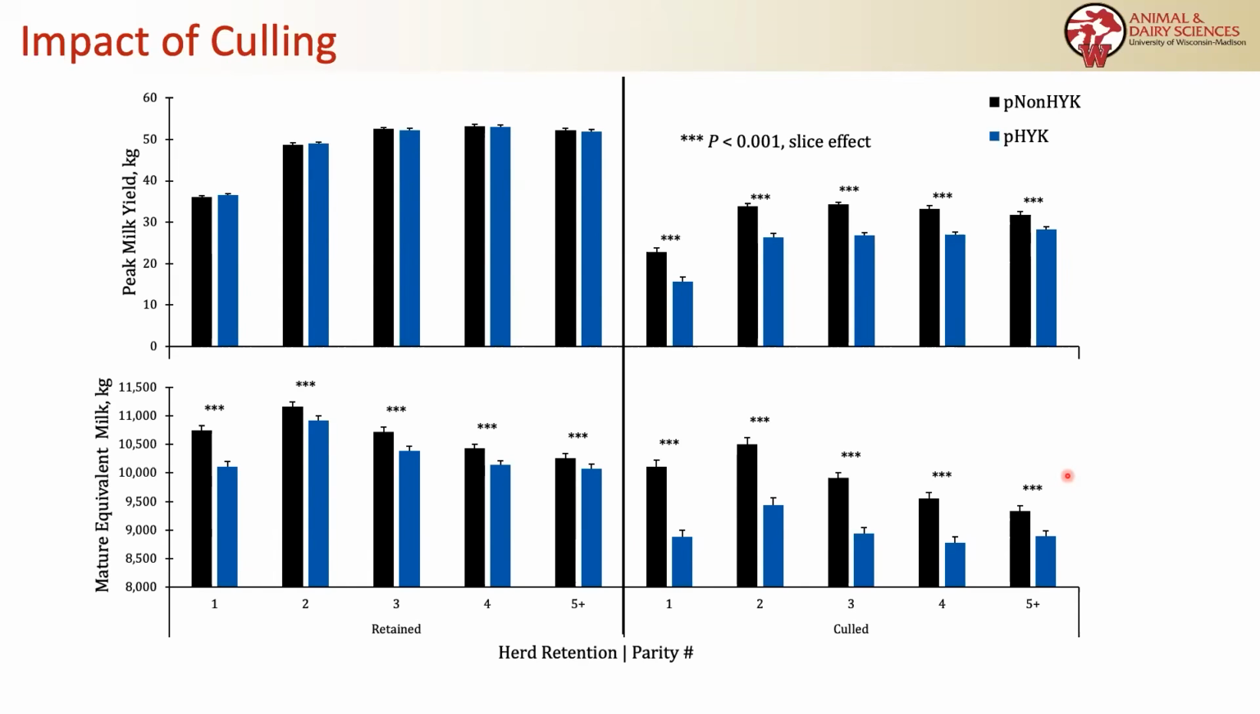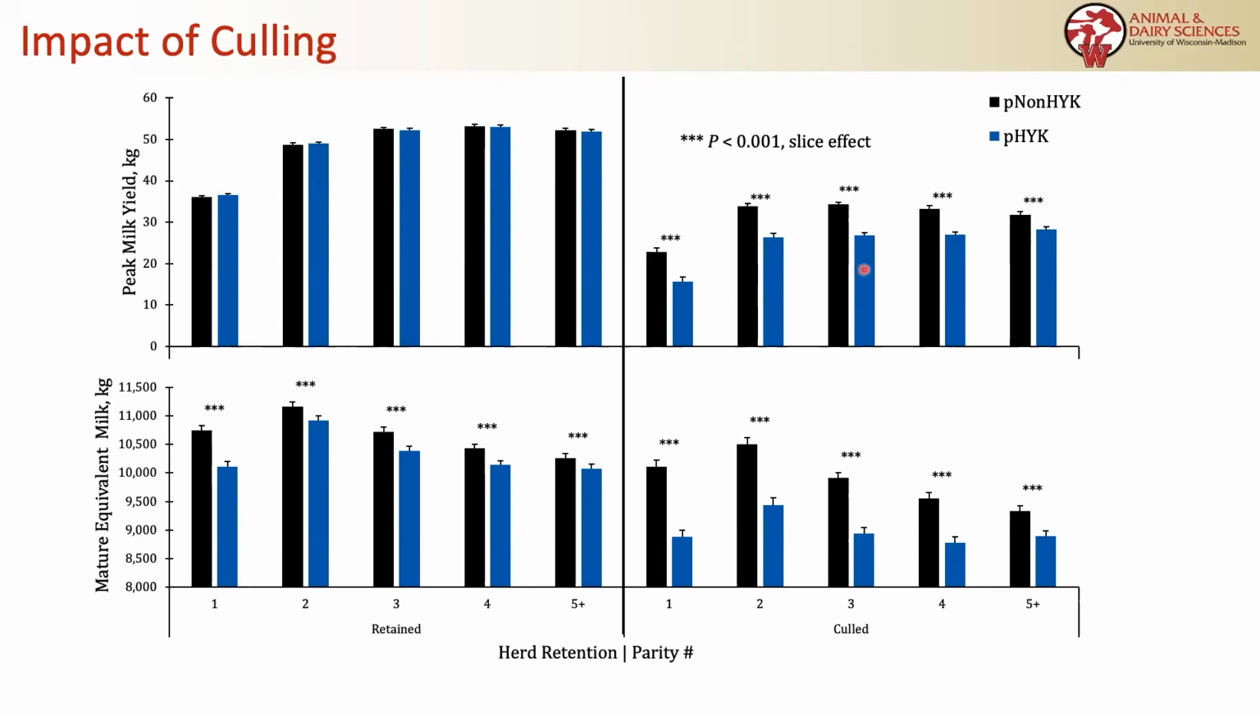The difference between this figure and the one I showed earlier is that the cows on the left side of the figure are the cows that were retained in the herd, whereas the cows on the right side are the cows that were culled. Within each of those two fractions, we still have parities broken out: 1, 2, 3, 4, and 5 and greater. If we look at the top with peak milk yield, and focus on the cows that stay in the herd, all of a sudden it doesn't take much to notice that there's no difference in milk yield between cows that were predicted to have HYK or cows that were not.